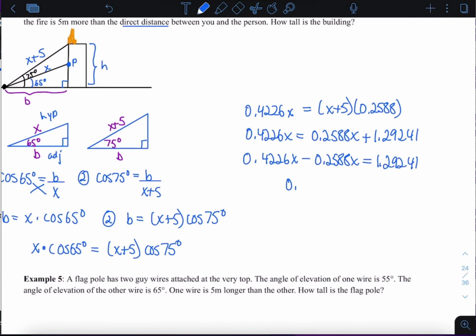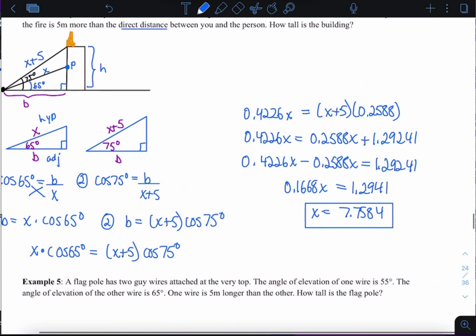And I get 0.1668x equals 1.2941. So x is 7.7584. Now something tells me this is not what I've been asked to find. Is it? No, it's not. Because it's actually asking me for the height of the building.